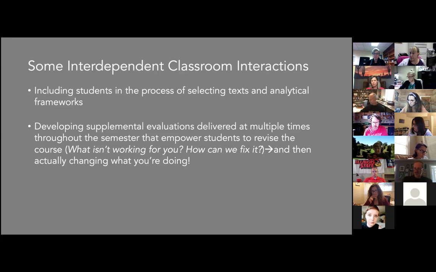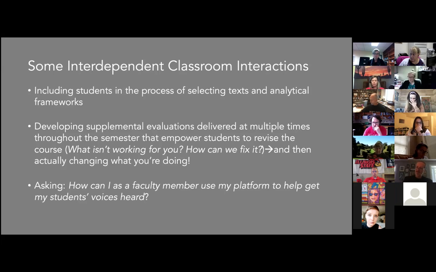So including them in the process of creating the course and then also empowering them to help revise it. They said simply asking questions like, what isn't working for you and how can we fix it? It doesn't have to be some big, long, involved evaluation. But then importantly, actually changing what you're doing, or at least reporting back as to why things haven't changed, right? And making your pedagogical intentions more transparent.